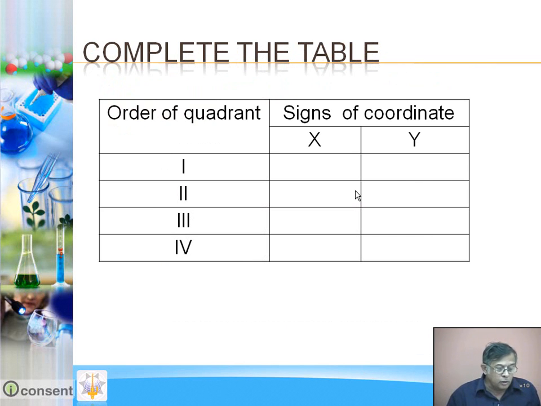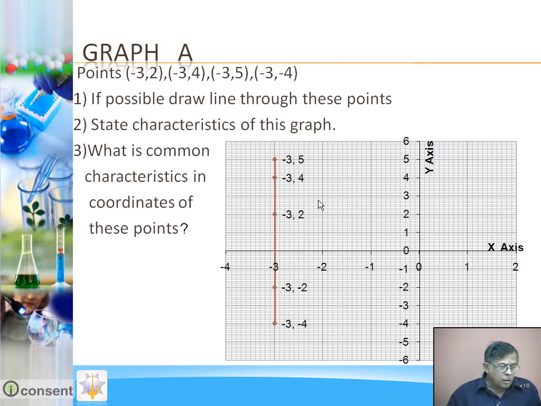So considering these points and this graph, you have to fill up this table. That is your activity. Now these points are given: (-3, 2), (-3, 4), (-3, 5), (-3, -4).